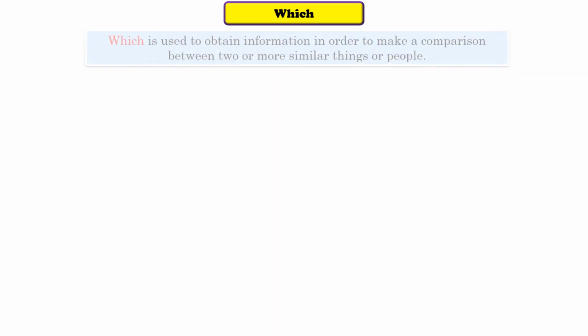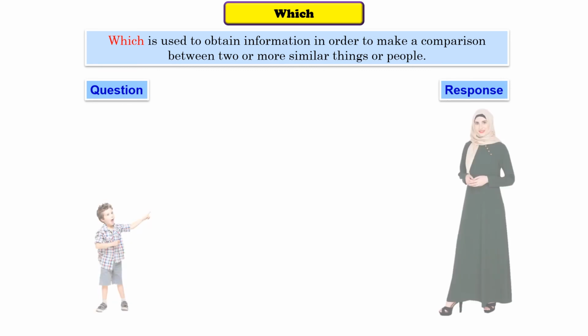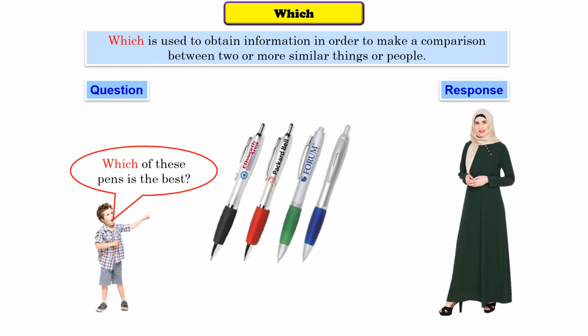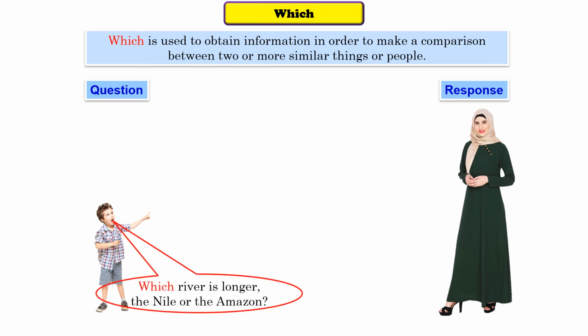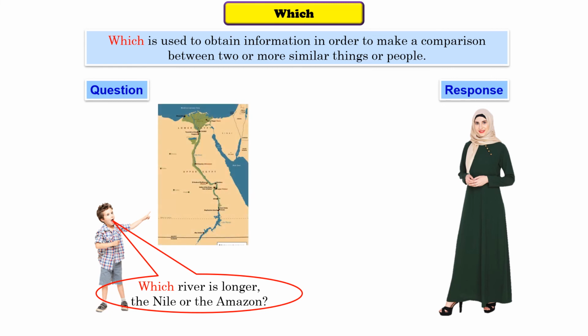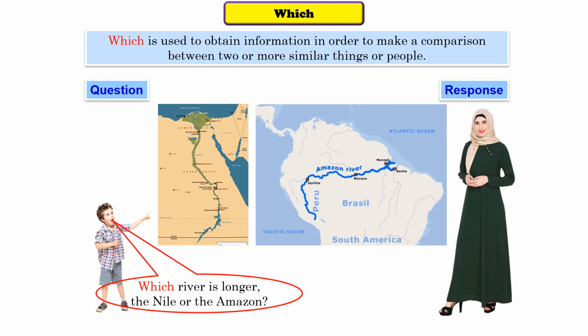Which is used to obtain information in order to make a comparison between two or more similar things or people. Example: Which of these pens is the best? The black one. Another example: Which river is longer, the Nile or the Amazon? Response: The Nile.